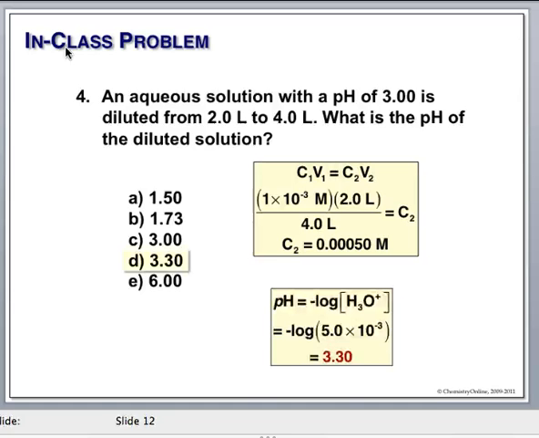Now, just off the top of your head, if we had diluted this from 2 liters to 20 liters, what would our pH be? Just off the top of your head. We're diluting it tenfold, right? So if we started with 10 to the minus 3, it's going to be 10 to the minus 4 now. So that would be pH 4. Remember, change the pH by 1 unit. That's a factor of 10.